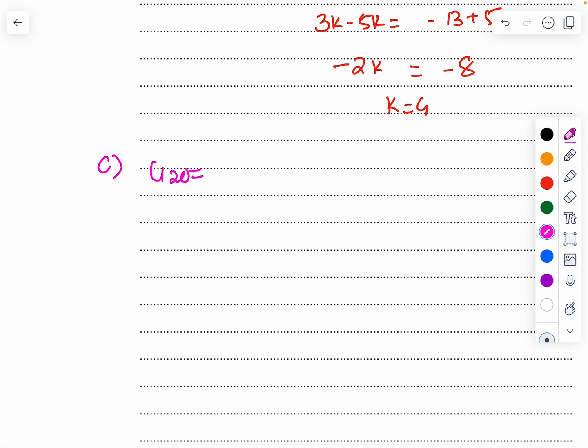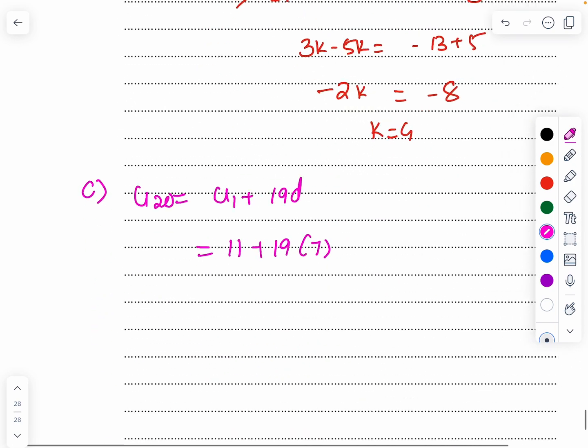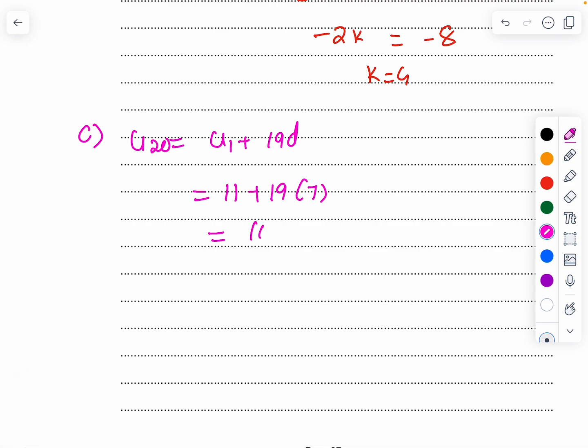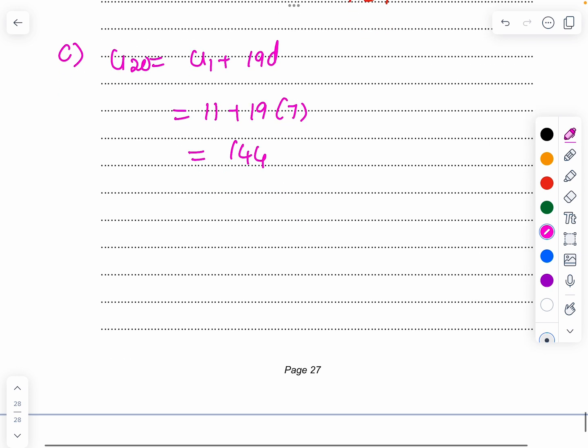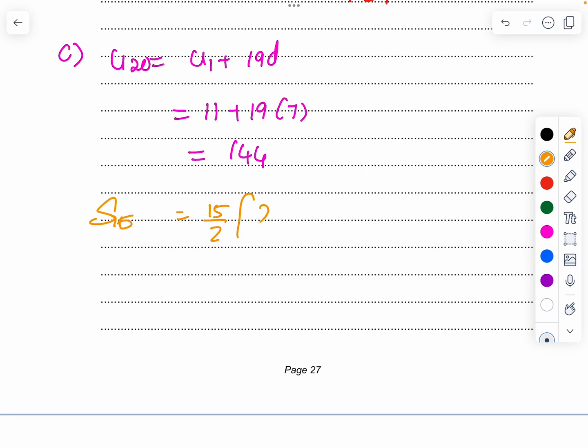u20 is nothing but what? u1 plus 19d. u1 is 11 plus 19 times d, which is 7. So simplify that. It's going to be 144. Next part, find the sum of the 15 terms. S15. So 15 upon 2 times (2u1 plus (15 minus 1)d). So 15 upon 2 times (2u1 is 11 plus 15 minus 1 is 14). Common difference is 7. Simplify that, you should be getting 900.